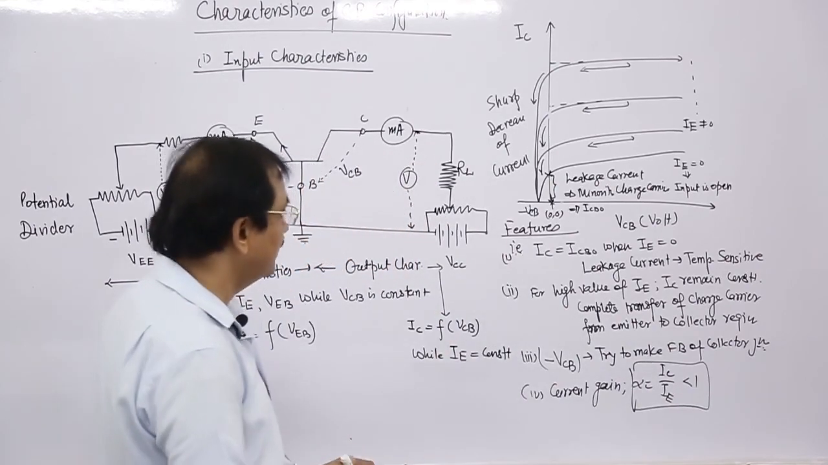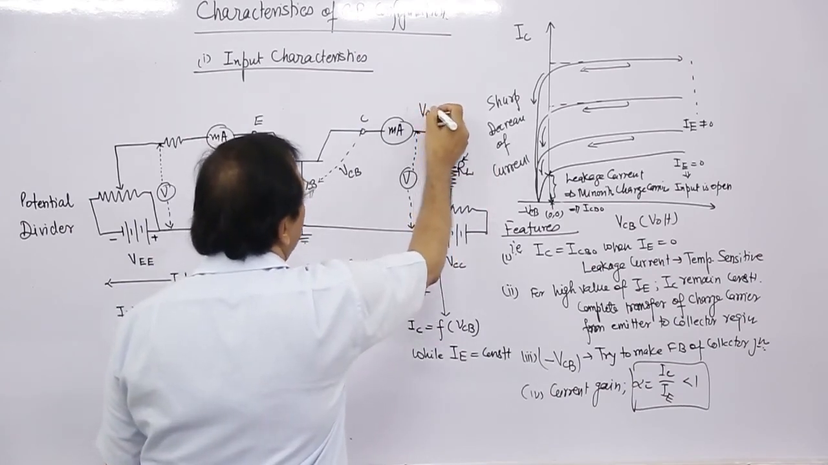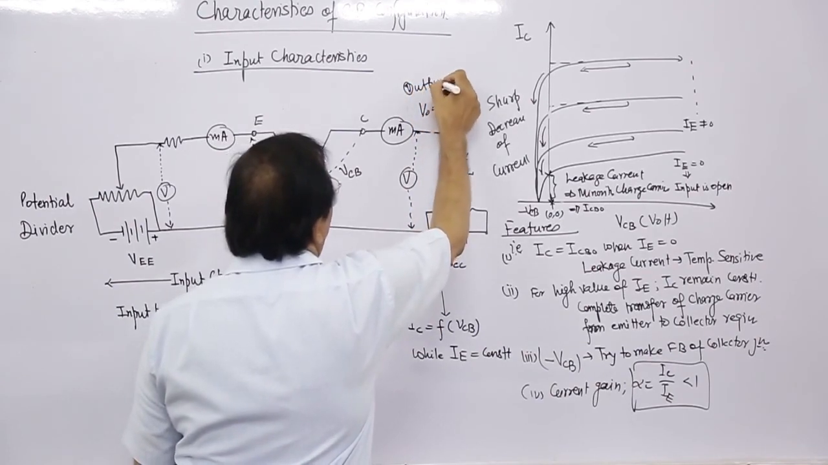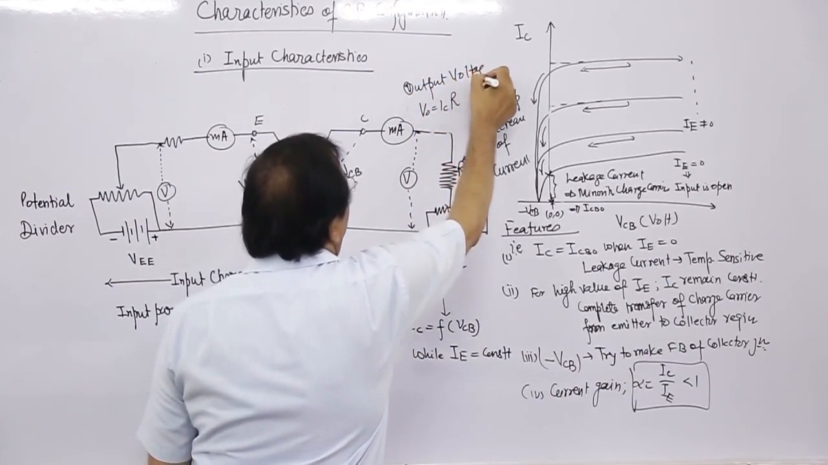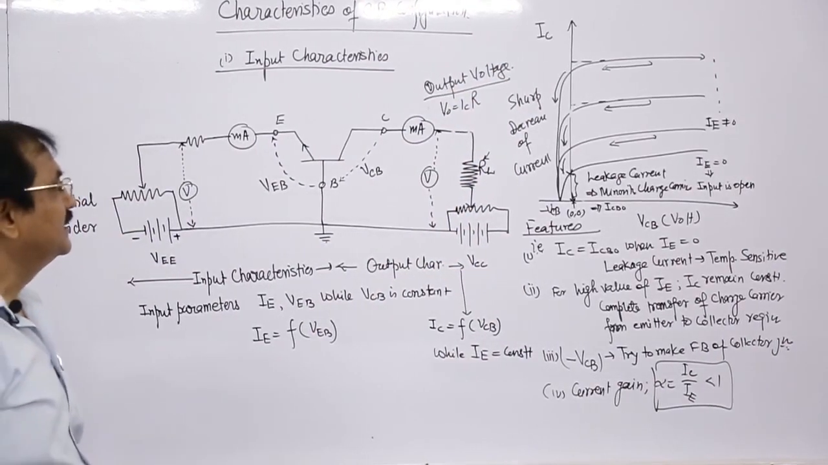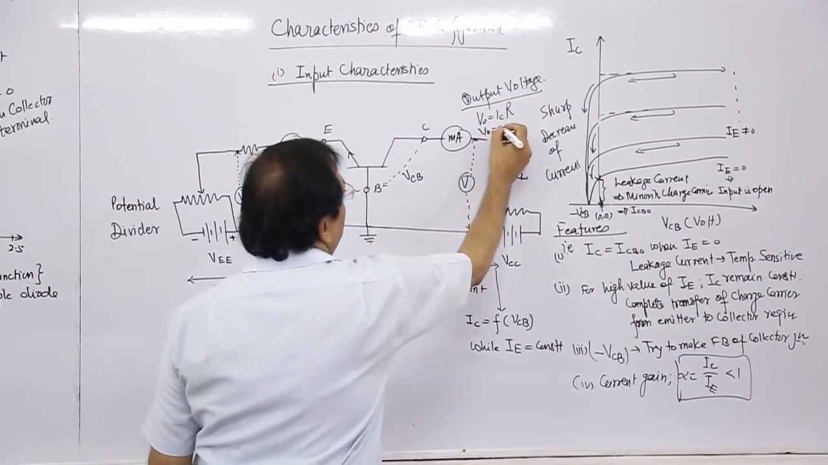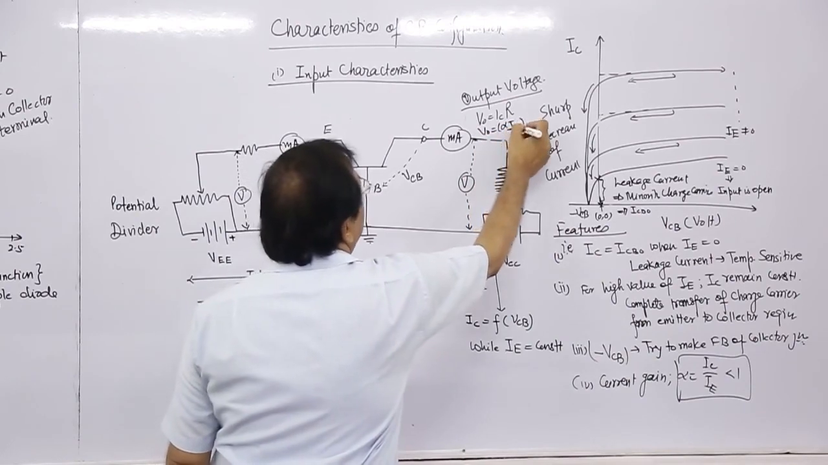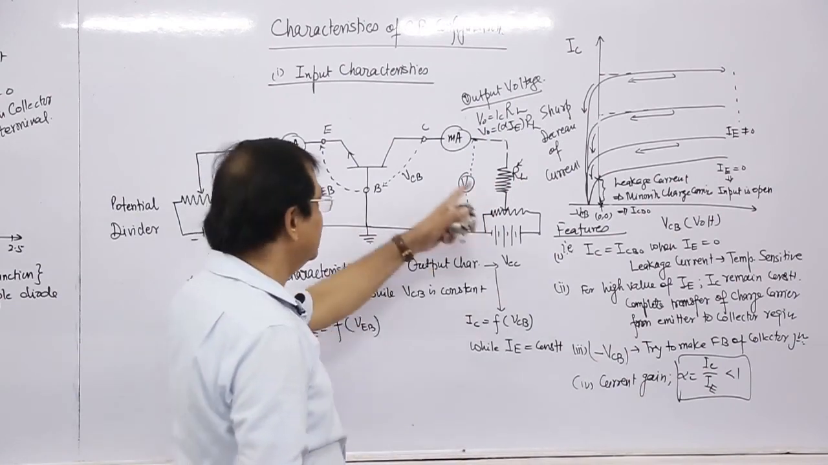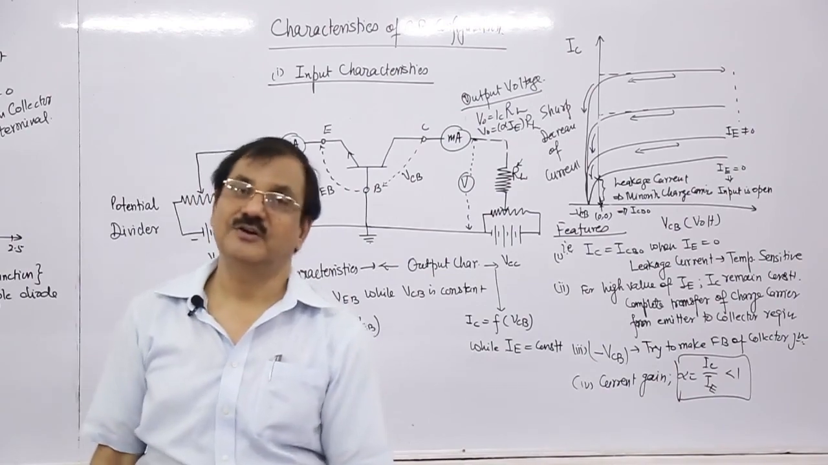So these are the four features of the current in this way. Now for this part, RL, the output voltage V0 is IC into RL. Whatever the output voltage is depends upon alpha. So V0 is equal to alpha IE into RL. So this can be analyzed as the common base configuration.